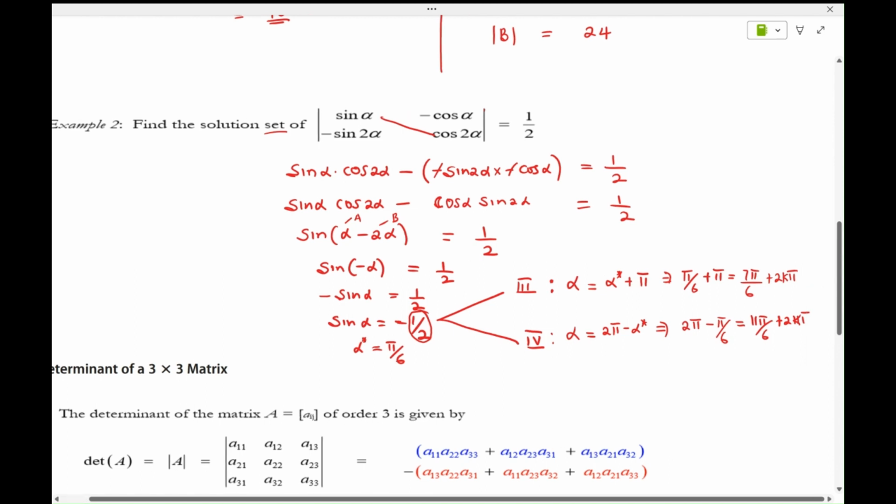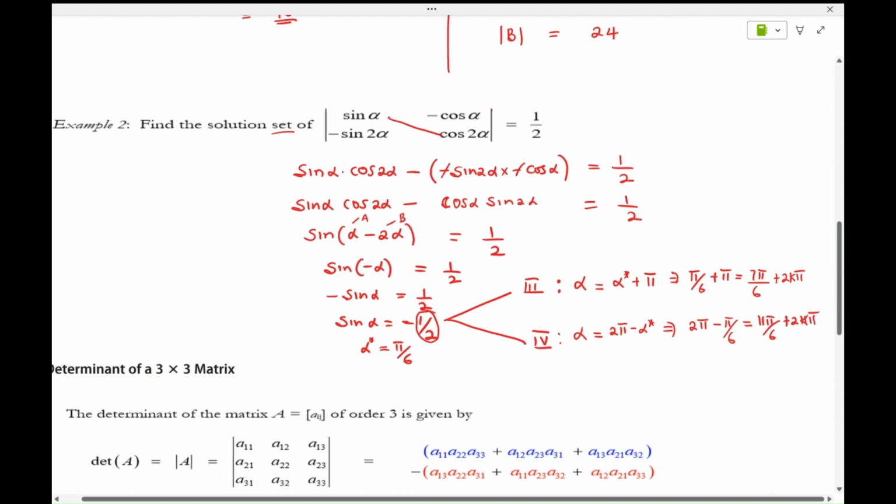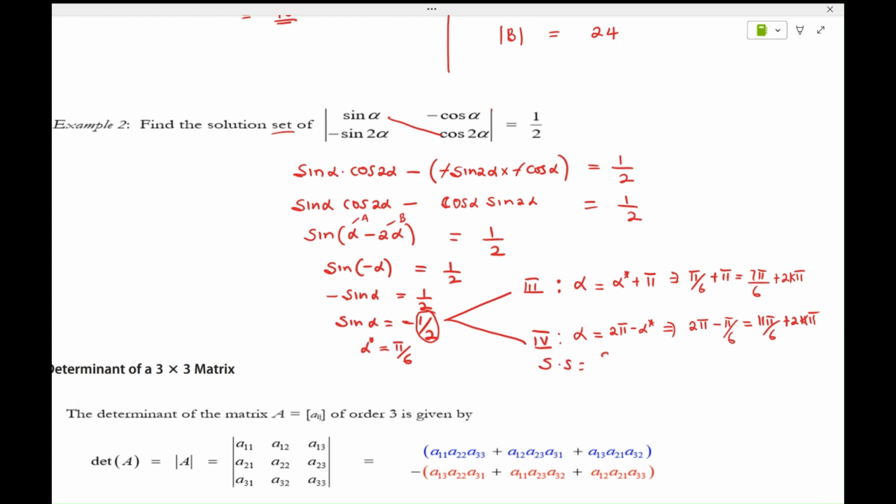right? Here we know k is any integer. So what will be the solution set? Our solution set in this case is going to be these two answers. Here we don't have a range for alpha, so we just work with the general solution. So you have 7 pi over 6 plus 2k pi, or 11 pi over 6 plus 2k pi. And in all of this, k is an integer. So this is your solution set.